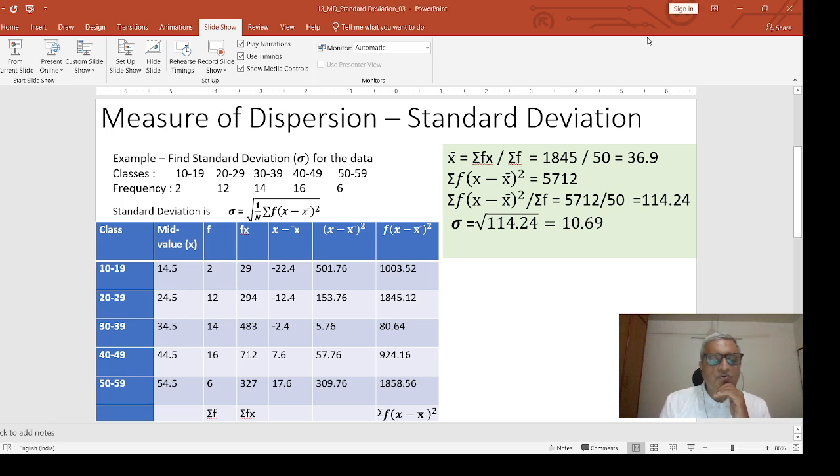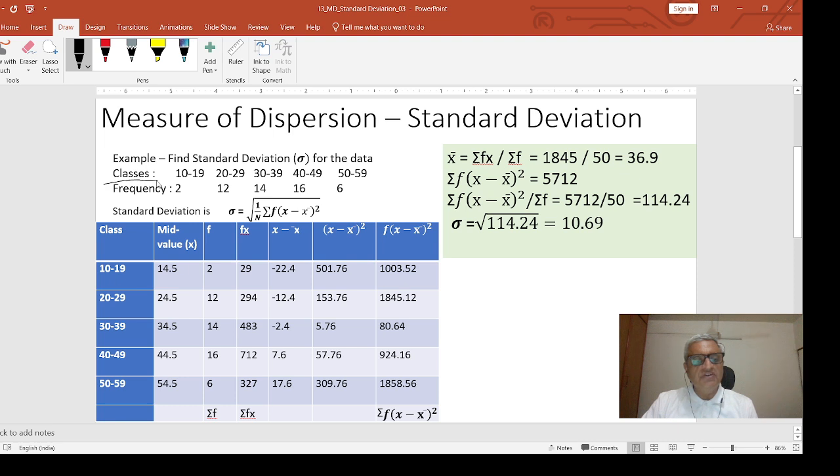In this video we are going to go through an example where we are given a frequency distribution table along with different classes. Looking at these classes you will immediately understand that these are inclusive type of classes, because 10 and 19 would be included in this class, and there is a gap between the second class and the previous class. These are the frequencies which we are given: 2, 12, 14, 16, and 6.